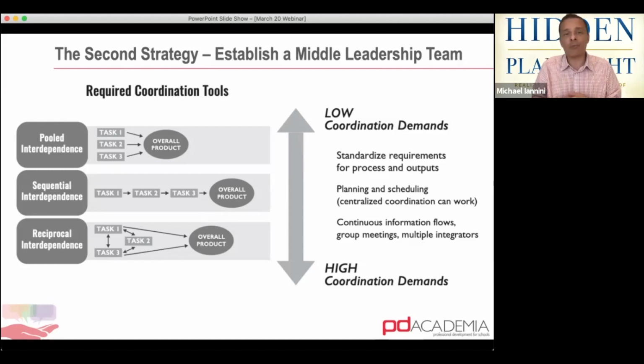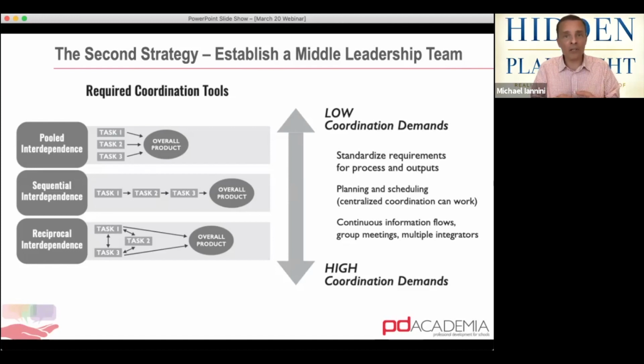That's an example of pooled interdependence, where you have a bunch of different tasks being reported back to your senior leadership to contribute to some overall product that senior leadership is the owner of. No one else really has ownership or accountability over it. Where I want to begin getting you to think is, how do we take a middle leadership team from being a pooled interdependent team to a reciprocal interdependent team? A reciprocal interdependent team actually surfaces areas of concern that they share and then addresses them.